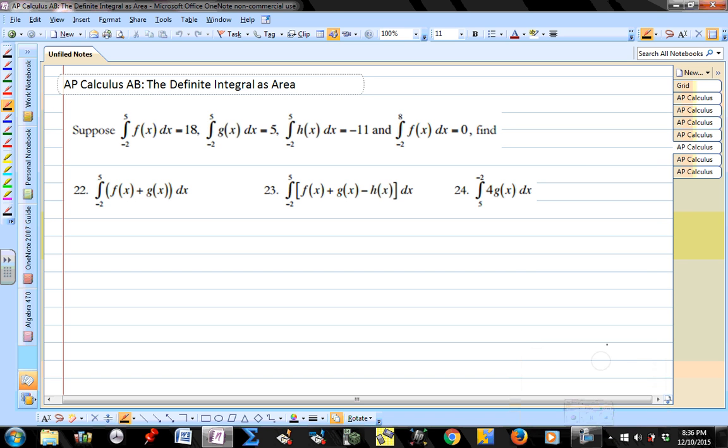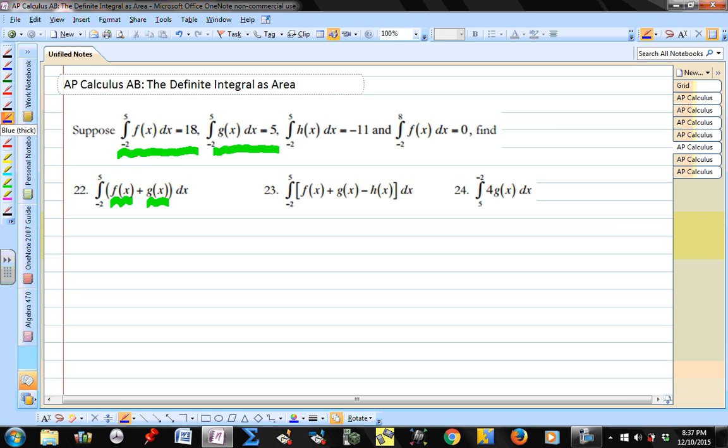Here we go with problem number 22. We're given some information at the top of the page, and we're going to use this information to answer questions. So you can see that in number 22, we're integrating from negative 2 to 5, f of x plus g of x. So we need to find the integral of f from negative 2 to 5, and we need to find the integral of g from negative 2 to 5.